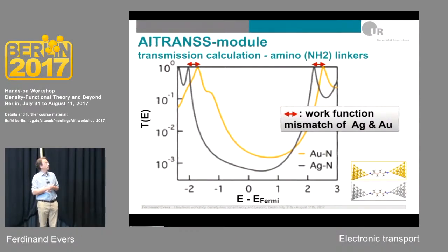That was fine. So here we understand now for the amino linkers, the transmission of gold is significantly larger as compared to the transmission of silver. That's consistent with the experimental findings.